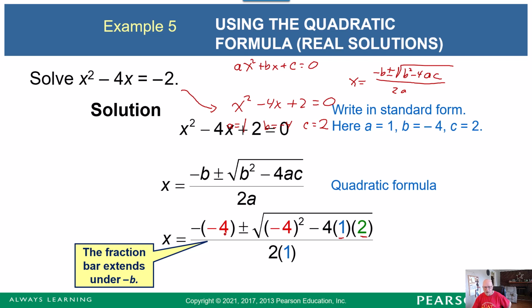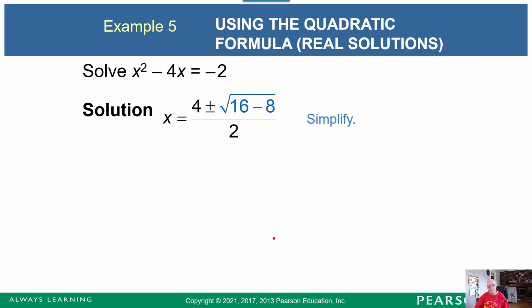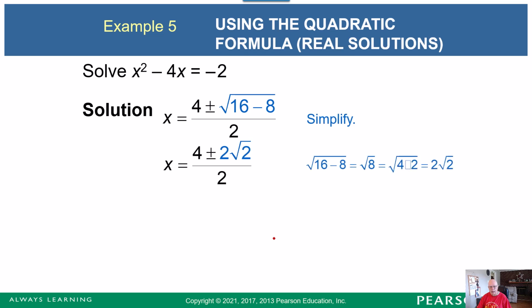Once you put the numbers in for A, B, and C, all you have to do is simplify it and you'll get your two solutions. Because the whole thing with a plus is one solution, the whole thing with a minus is the second solution. Remember, two solutions. So there we've simplified it a little bit more, because remember this right here is the square root of 8, which is the square root of 4 times the square root of 2, which is 2 square root of 2.